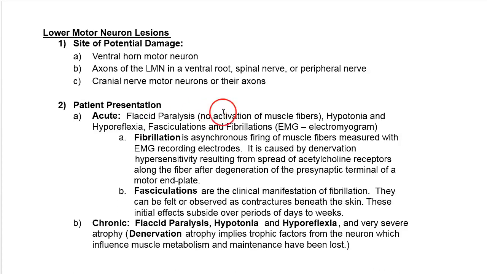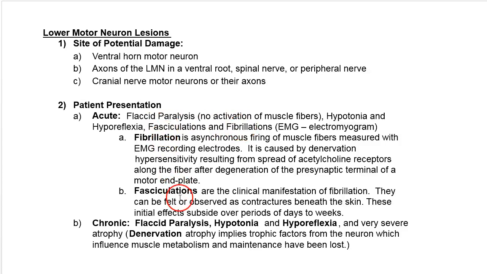There's no activation of muscle fibers. There's hypotonia, that is decreased resistance to passive movement. Hyporeflexia, that is decreased reflex on the knee jerk if it's at the lumbar level. It might be at the biceps if it's at the cervical 6 level. But there'll also be other findings, fasciculations and fibrillations.